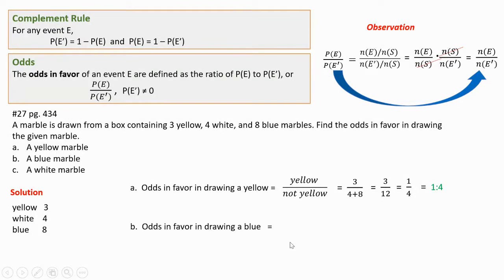Odds in favor of drawing a blue: it's going to be blue over not blue. How many are blue? There are 8 blue. How many are not blue? The yellow and the white, which is 3 and 4. So we add the 3 and 4, which is 7, so it's 8 to 7, which means the chances for it to be a blue are 8 to 7: 8 in favor and 7 not in favor.